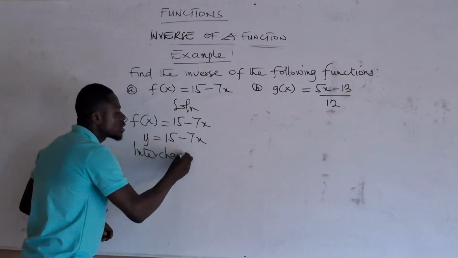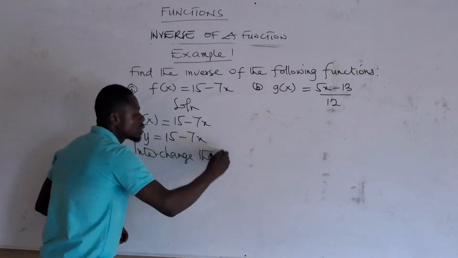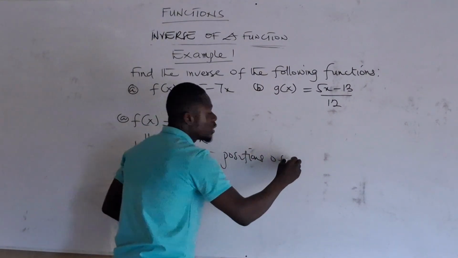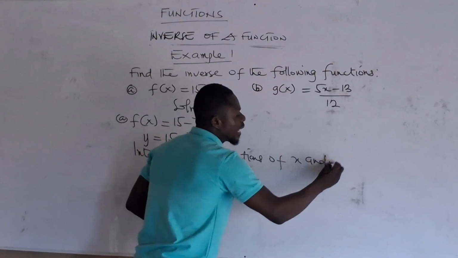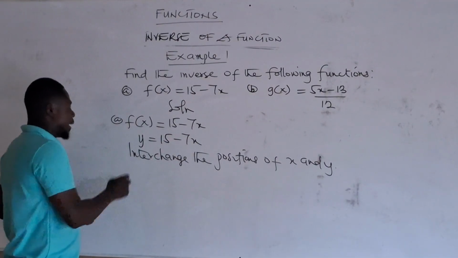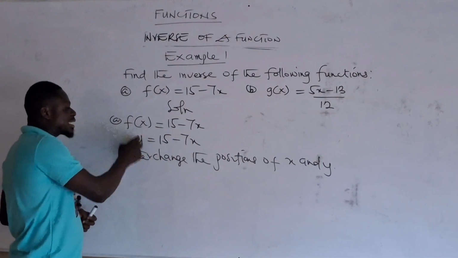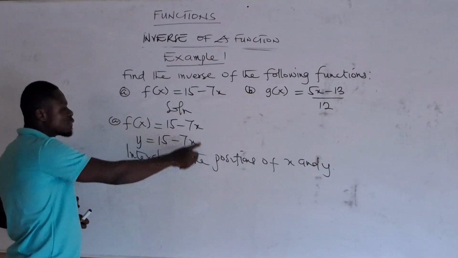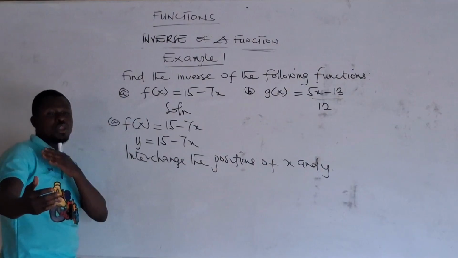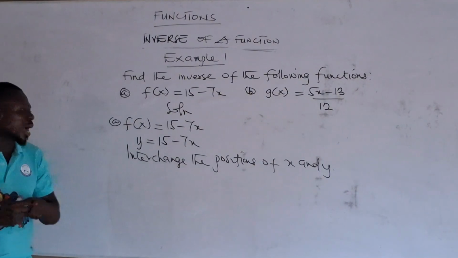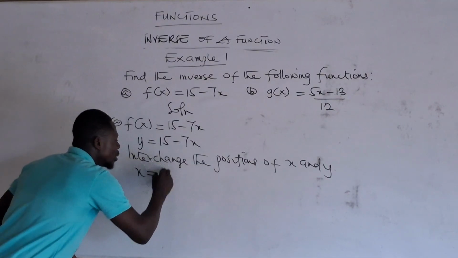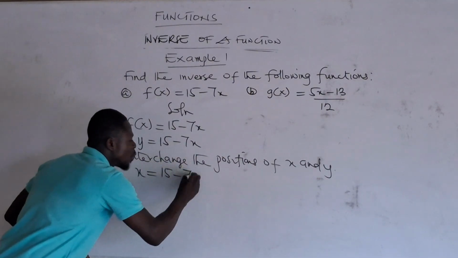The next step is to interchange the positions of x and y. This means that in place of y, we write x, and then in place of x, we write y. Interchanging the positions means that y will now be used as x, and x will now be used as y. So we are going to have x is equal to 15 minus 7y.